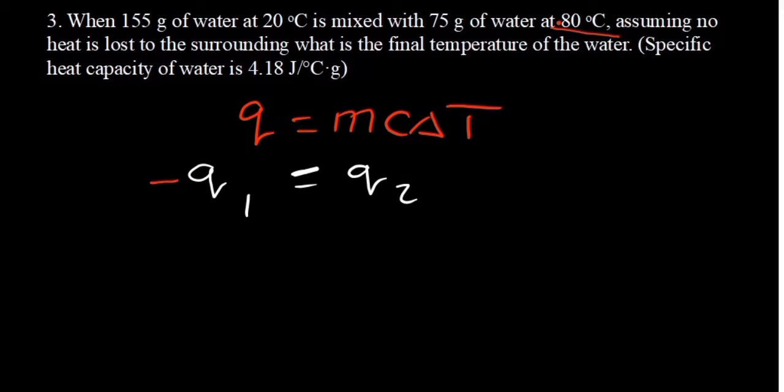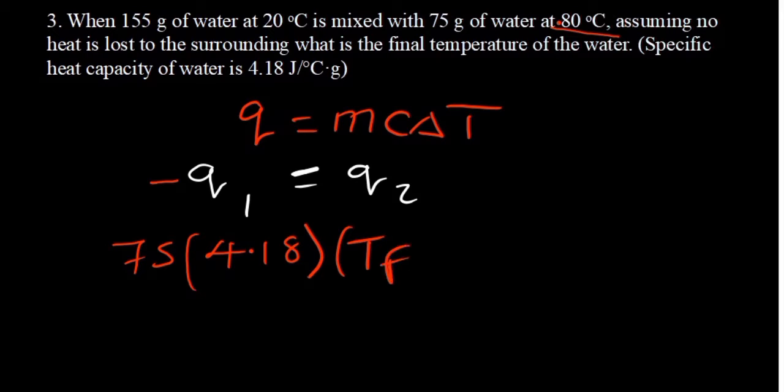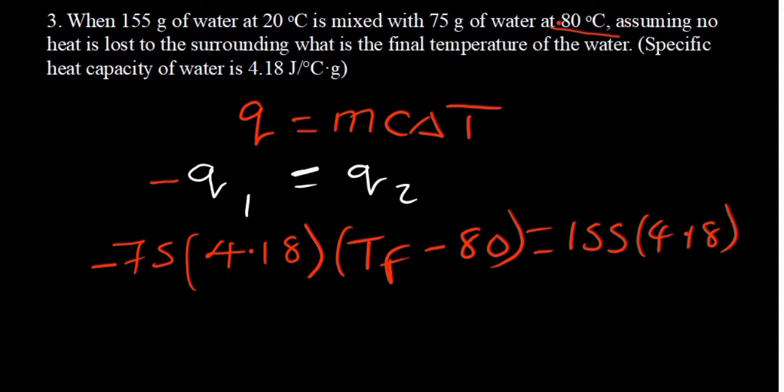What's the mass? The mass is 75 grams. What is the specific heat capacity of water? It's 4.18. Multiplied by the change in temperature, where we don't know the final temperature and the initial temperature was 80, not forgetting that there's a negative there. On the other side, we have 155 grams of water. The specific heat capacity is still 4.18. The change in temperature, the final we don't know, the initial is 20 degrees. Okay, so we can try to compute that now.